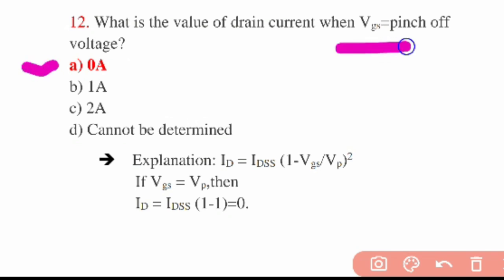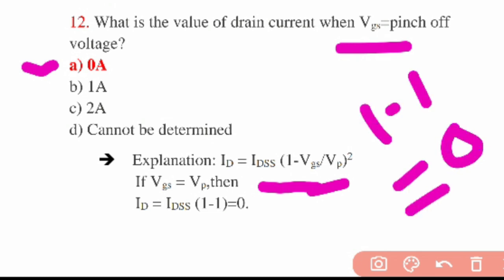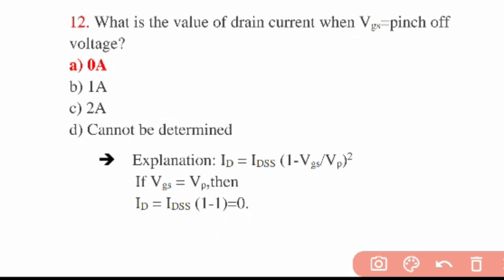When VGS is equal to Vp, we have the formula ID = IDSS (1 - VGS/Vp)^2. Then VGS equal to Vp means both cancel, so 1 minus 1 is equal to 0. Then the answer is the drain current is also 0.